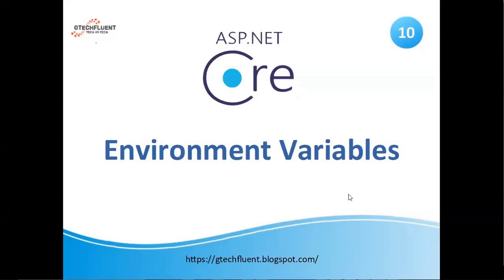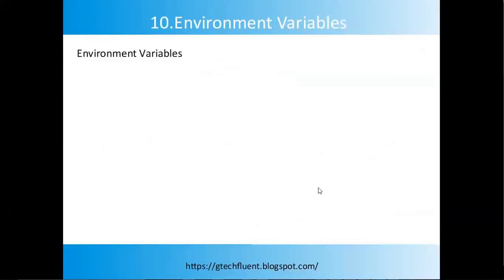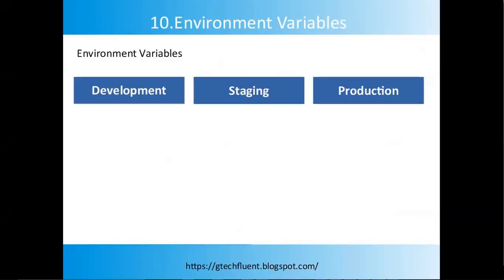Our today's topic, number 10 in the ASP.NET Core video series, is configuration with environment variables. Typically, in professional application development, there are multiple phases where an application is tested before publishing to the real users. These phases by convention are development, staging, and production, where a developer might like to control the behavior of an application based on the phase of the application.